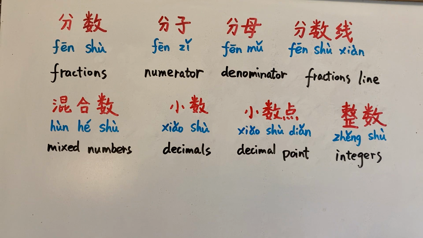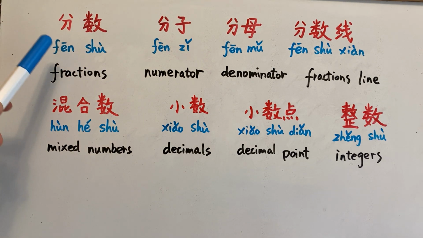In this video, we're going to continue our talk on counting numbers in Chinese. And in this episode, we're going to learn how to say fractions and decimals. So fractions in Chinese is 分数. The first character, 分, is to set something apart, to divide something. 数 is numbers. 分数 is fractions.